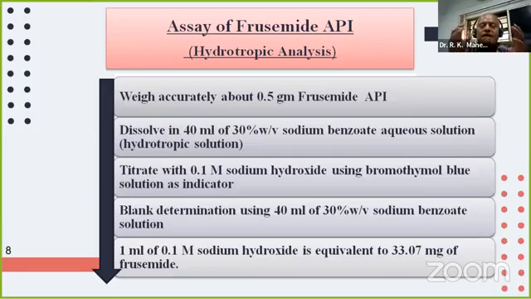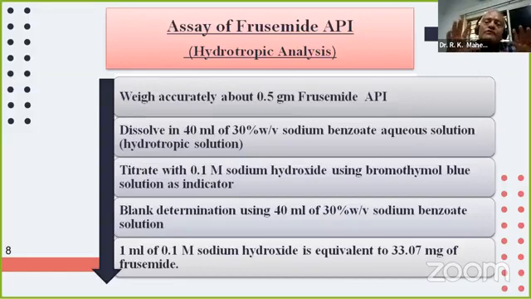Weigh accurately about 0.5 gram furosemide API and dissolve it in 40 ml of 30% weight by volume sodium benzoate solution, an aqueous solution, which is a hydrotropic solution. You will get a clear solution. Then add a few drops of bromothymol blue indicator and run 0.1 molar NaOH from the burette. As soon as you get the end point, note down the volume of NaOH required. Suppose this is V2 ml of NaOH.